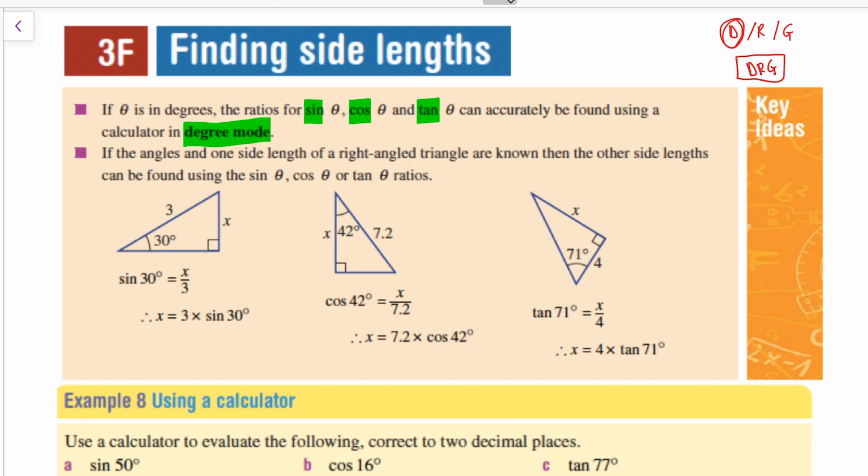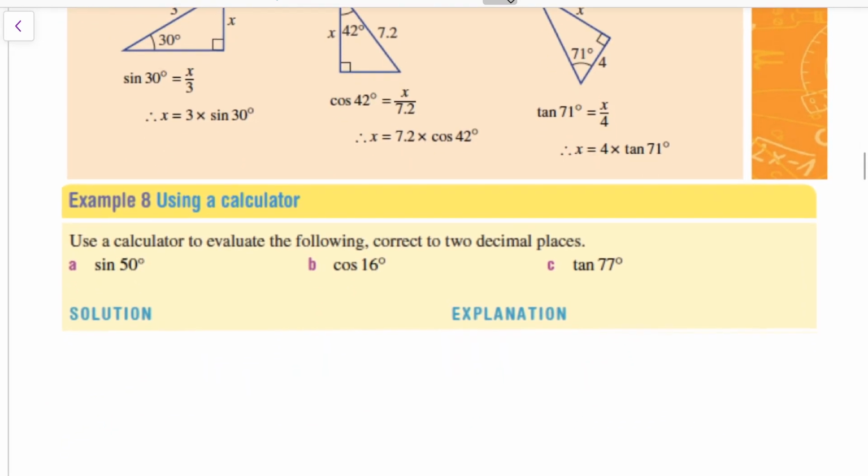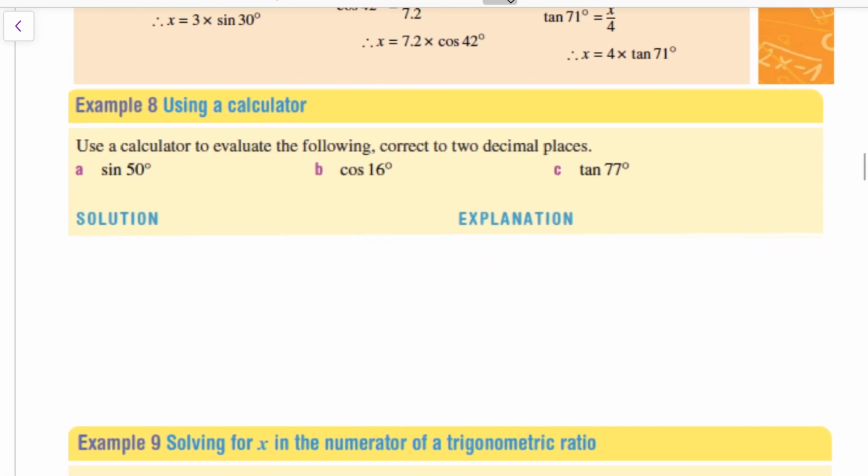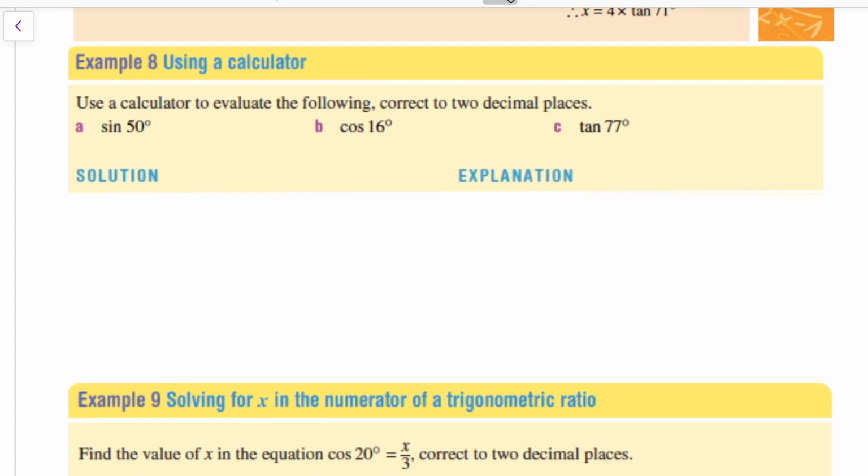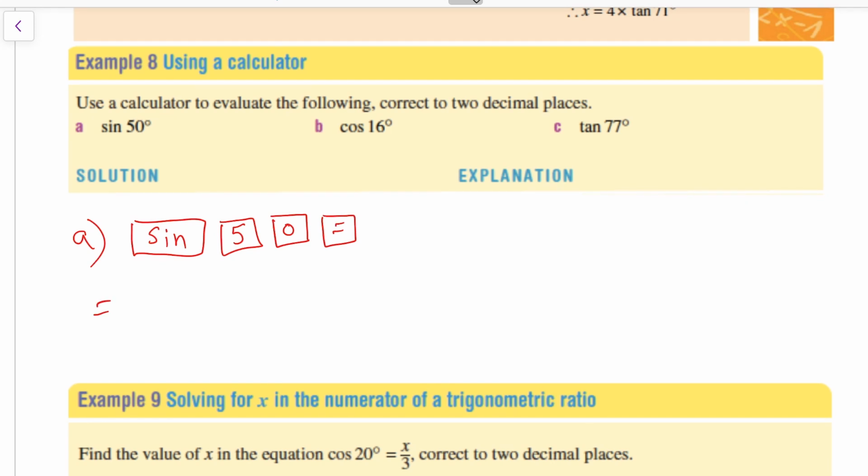Now, this talks about it in our key ideas here with a couple of examples, but I'm going to go straight to our examples to do it with you. So make sure you've got your calculator handy now. Example number 8 is simply getting you to use your calculator. All I'm going to ask you is you press the sine button, 5, 0, and then the equals. Your calculator does all the work for you.